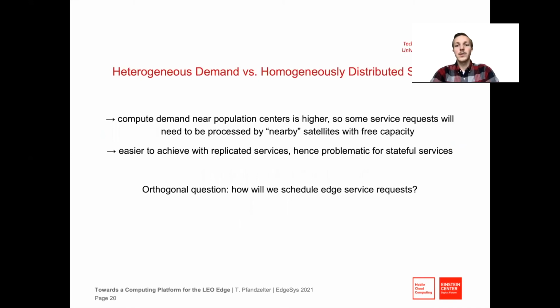Another hindrance to deploying applications close to clients is the mismatch between heterogeneous demand and homogeneously distributed servers. In terrestrial edge computing, I can just build my server where all my users are, but I don't really have that option here. We may need to offload some requests to close satellites instead of the optimal one to distribute spikes of requests. Again, how well we can do this is dependent on how easy we can migrate and replicate services. And again, stateful services make our lives a bit difficult here.